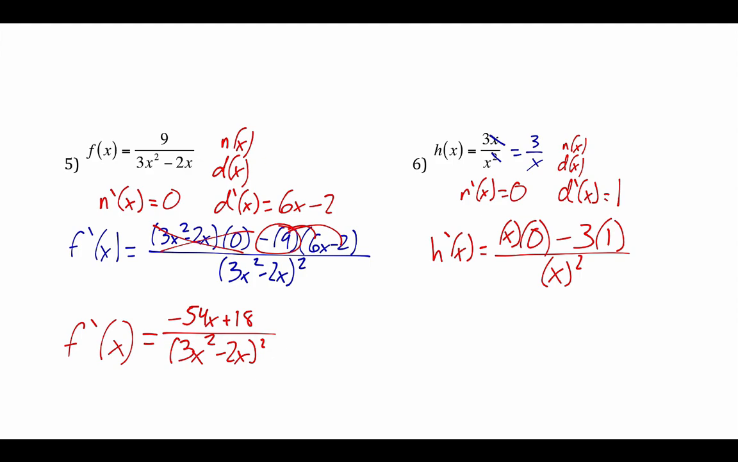Now again, just like in the previous one, we have something times 0, so that cancels out. So we end up with just negative 3 times 1. Well, I can do that. That's negative 3. Denominator, I mean, most of the time I've been saying, don't bother squaring it. We can just leave it as is. Well, x squared is just, well, x squared. So you can really just get rid of those parentheses. So we have h prime of x equals negative 3 over x squared.